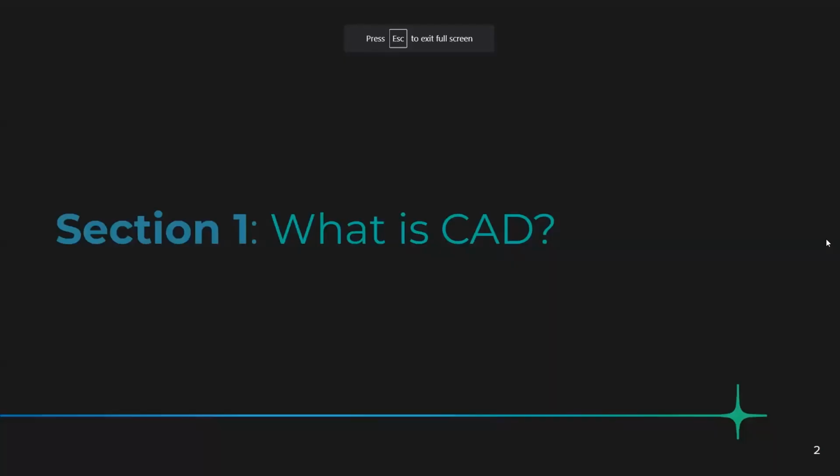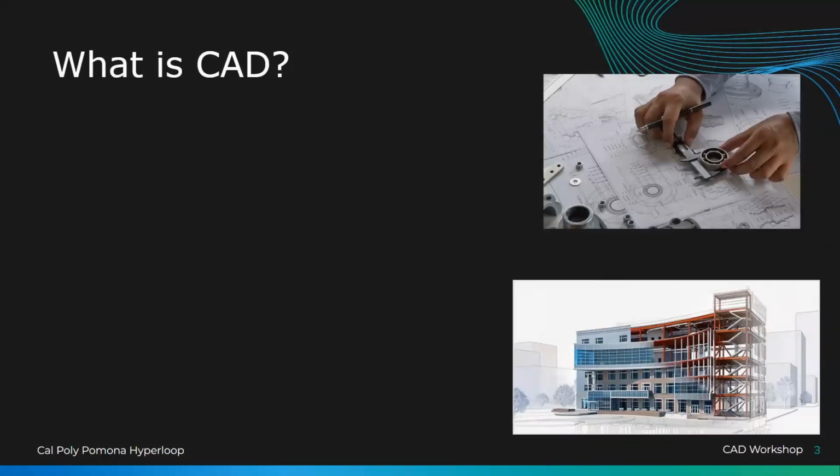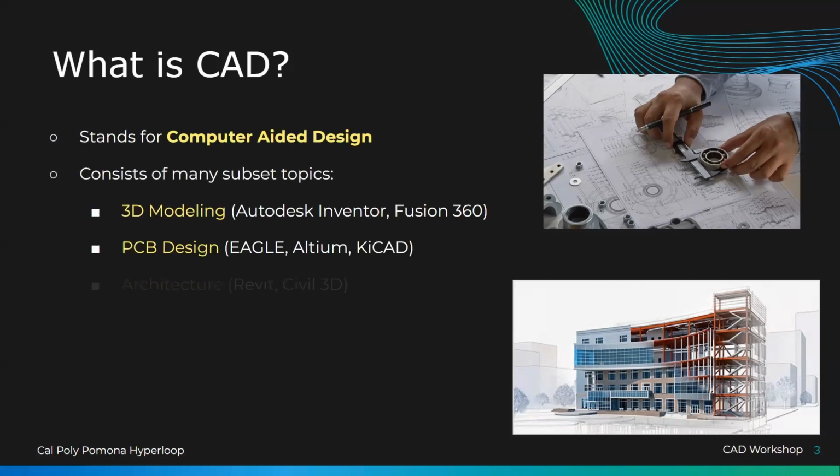There we go. All right, so what is CAD? CAD stands for computer aided design, and it's got a couple different parts to it. So 3D modeling, that's kind of what we're doing today. That's Autodesk Inventor, Fusion 360, SolidWorks. There's PCB design, which we're going to teach later in the semester. So that's CAD specifically for designing PCBs that you connect circuits to.